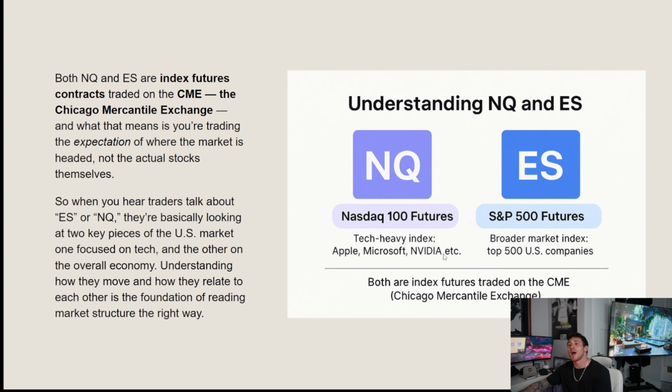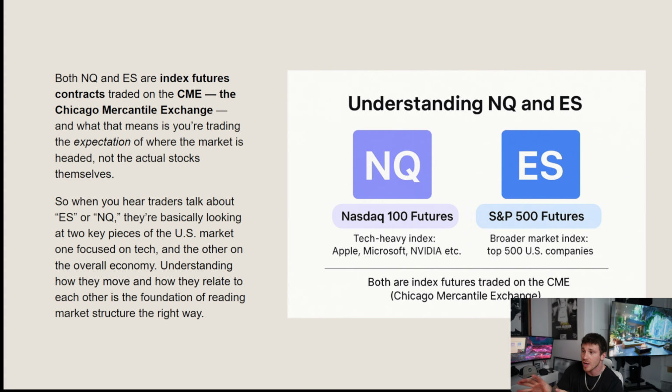Next slide. All right, so both NQ and ES are index futures contracts traded on the CME, right? What that means is you're trading the expectation of where the market is headed, not the actual stocks themselves. We went over this in the last video, right? We aren't physically purchasing the stock when we're day trading futures in NASDAQ and ES. We're predicting if the stock is going to go up or down. So it's basically like you're gambling on if the stock is going to go up or down. You're not physically owning that stock.